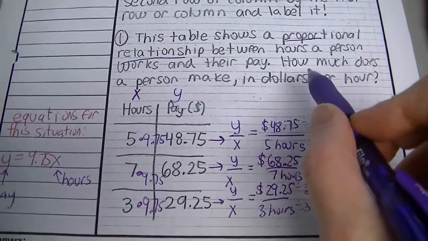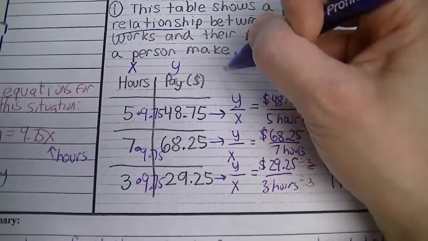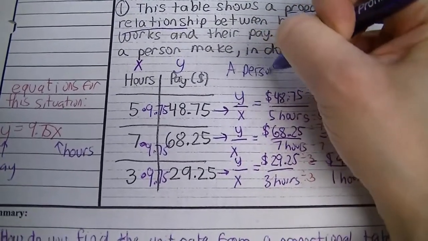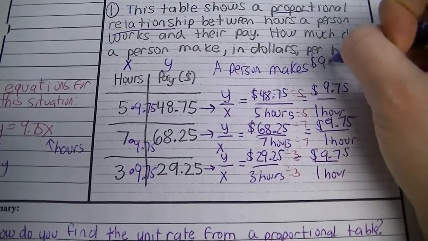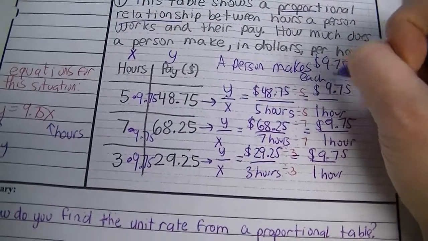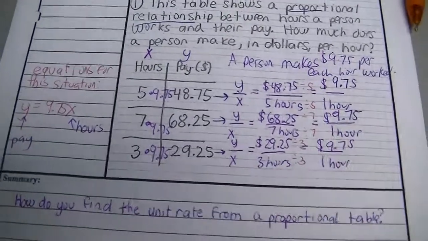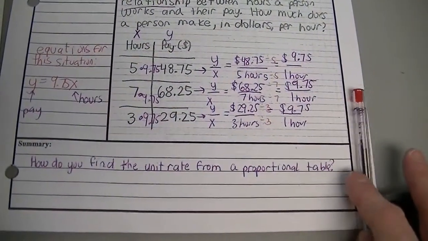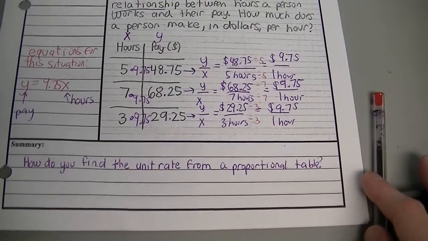We also need to make sure you answer the question, how much does a person make in dollars per hour? You would say a person makes $9.75 per each hour worked. Your summary that you need to answer in a complete sentence is, how do you find the unit rate from a proportional table?